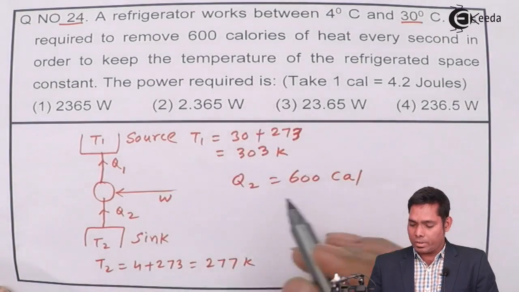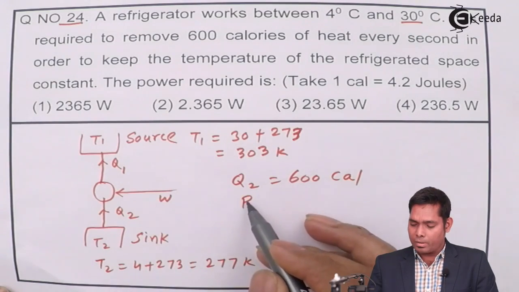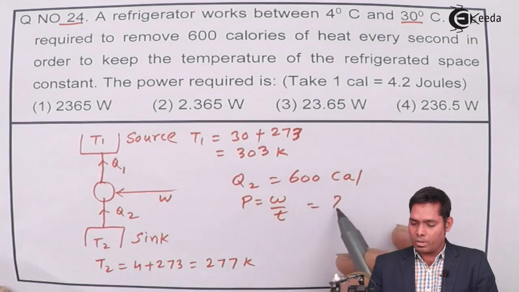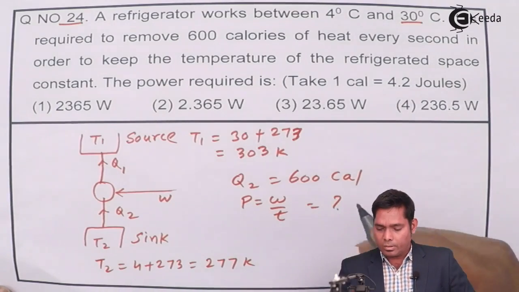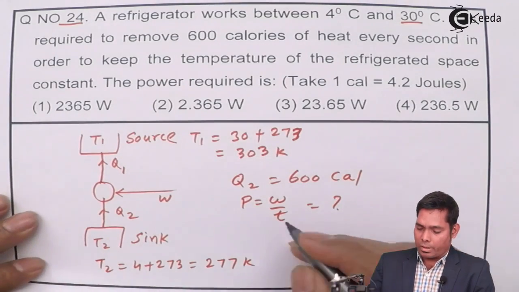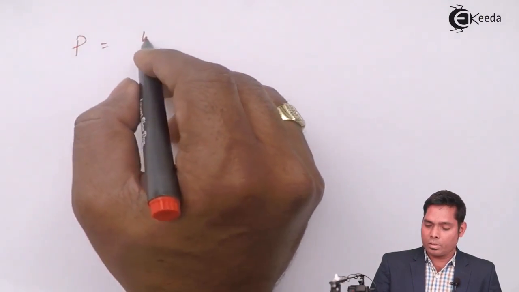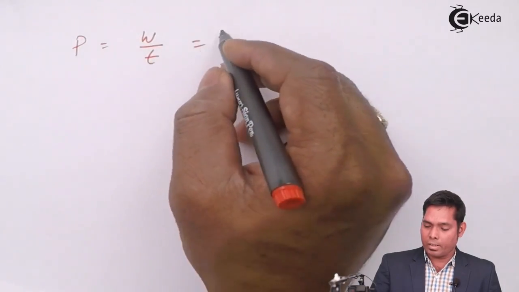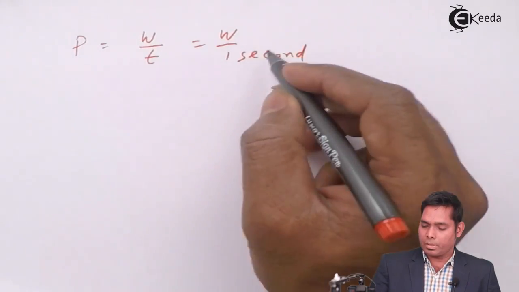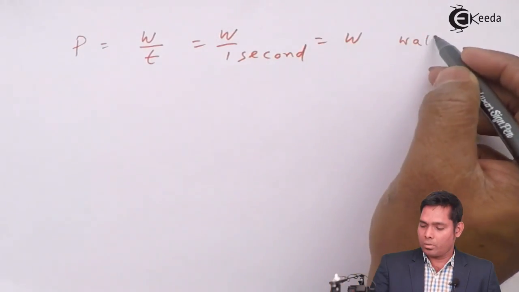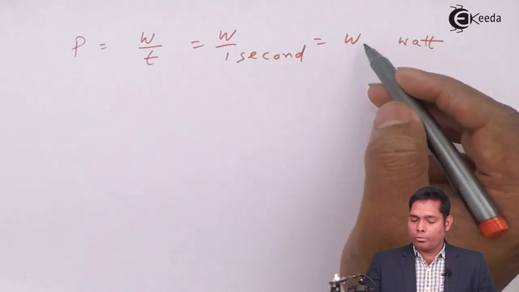The power required is asked, so how much power you have to supply for that? The power is the work done per second. 1 calorie is 4.2 joule, that is given. Power is work done upon time, so in 1 second, this much power is required, that is W watt. This W we have to find.